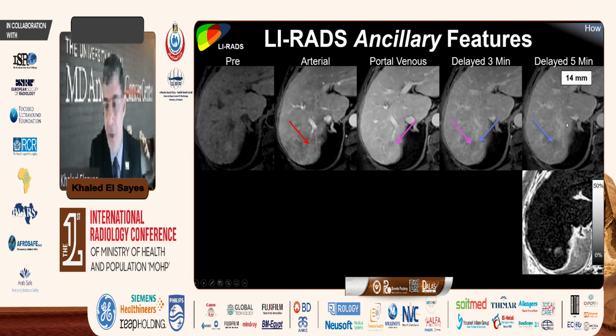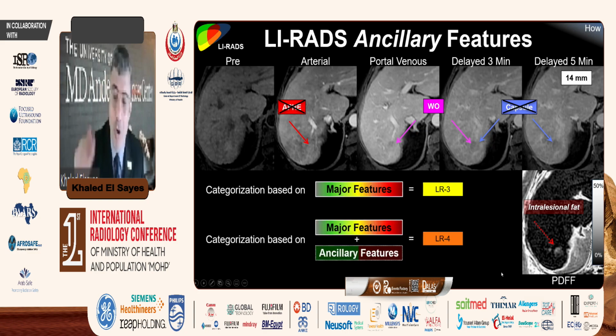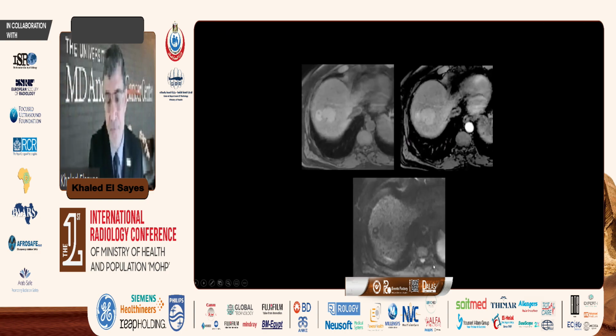This is an example where we have an observation here in this patient, and this would be categorized as LR3. I think that's the same case that we categorized as LR3. But you have here fat within a mass indicated by the proton density fat fraction, and you upgraded it by one category to be LR4 rather than LR3. Okay.